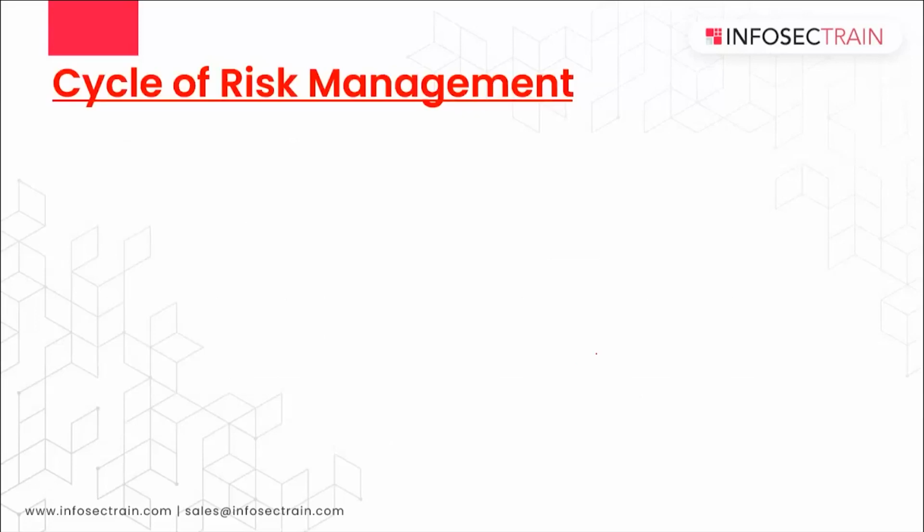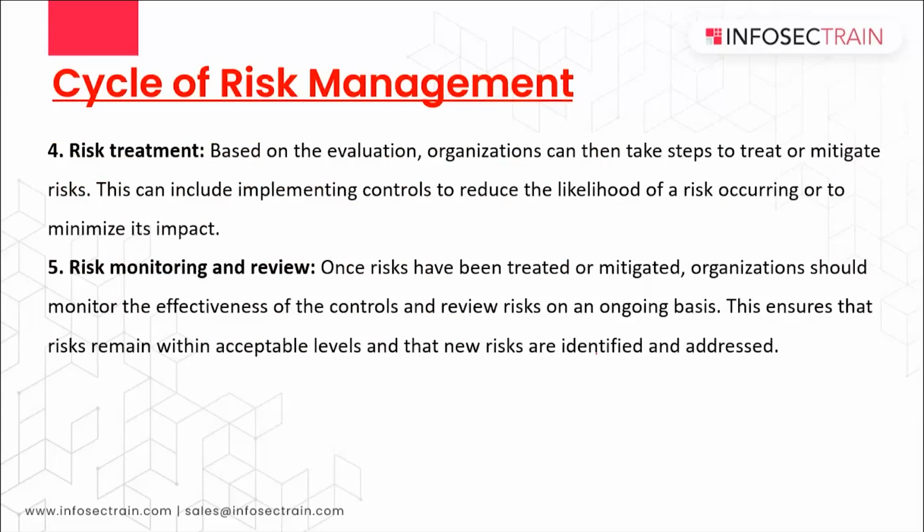Risk treatment. Based on the evaluation, the organization can take these steps to treat or mitigate the risk, right? This can include implementing controls to reduce the likelihood of a risk occurring or minimizing its impact. Then risk monitoring and review will be there. Once risks have been treated or mitigated, the organization should monitor the effectiveness of the controls and review the risk on an ongoing basis. This ensures that the risk remains within acceptable levels and that new risks are identified and addressed.